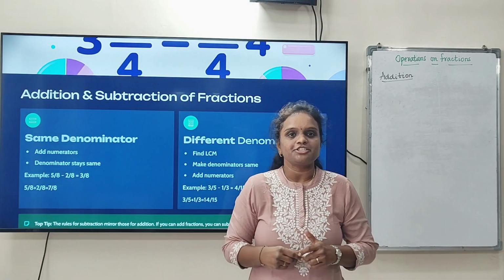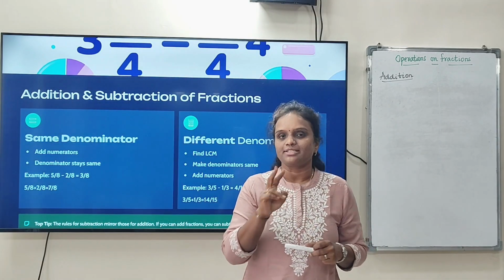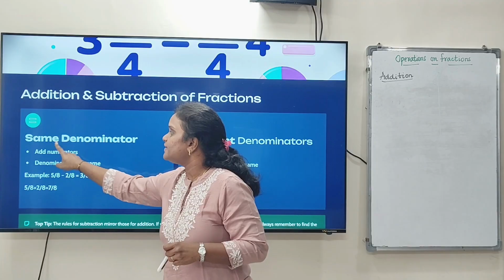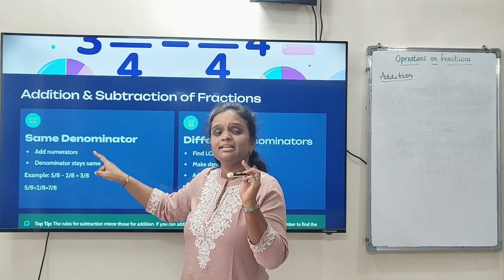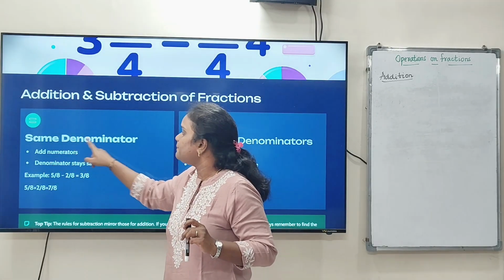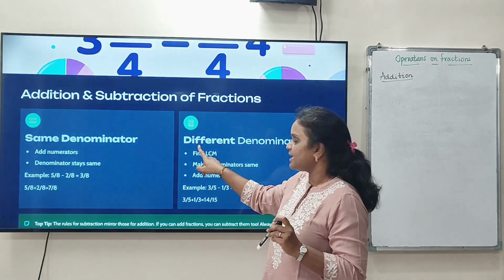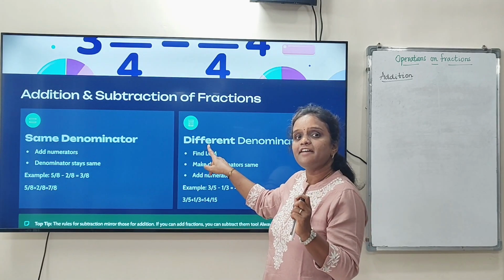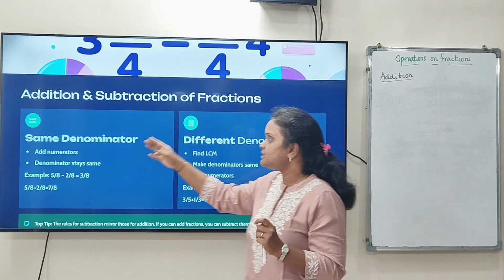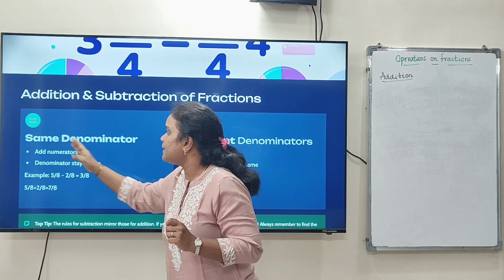Addition and subtraction of fractions, I have divided this into two concepts. The first one is having the same denominator, that means the fractions are having the same denominators. The second case is where the fractions are having different denominators. First, let's go to the first case, the same denominators.